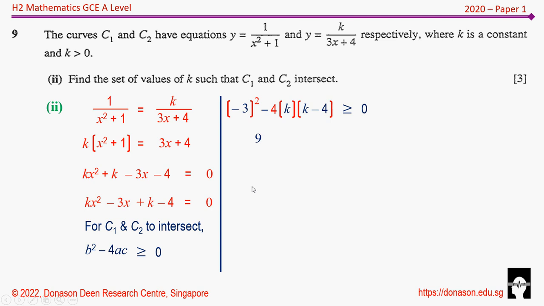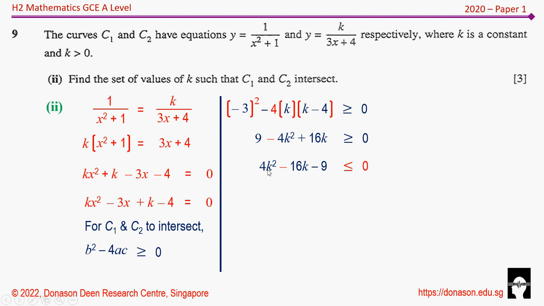Negative 3, if I square it, becomes positive 9. Minus 4k times k gives you minus 4k squared. Minus and a minus turns the next term into a positive term. 4k times 4 gives you altogether 16k, right? And this should be greater than or equal to 0. So if I multiply throughout the expression by minus 1, and at the same time rearrange them in descending powers of k, minus 4k squared, if I times by minus 1, becomes positive 4k squared, and plus 16k becomes minus 16k, and plus 9 becomes minus 9.